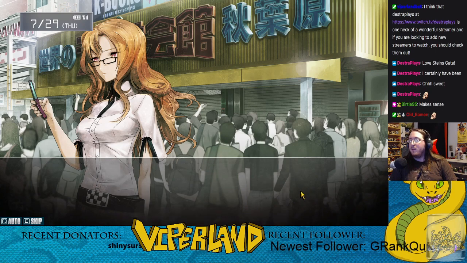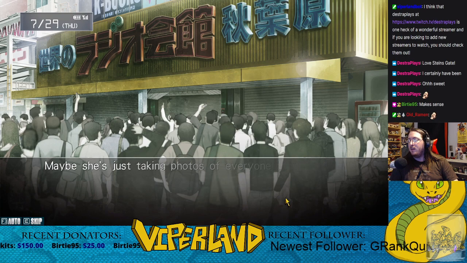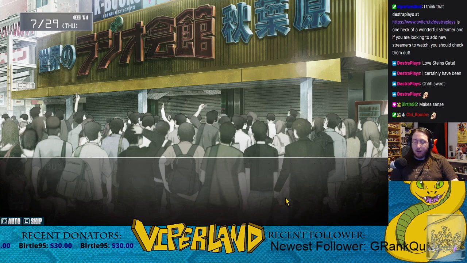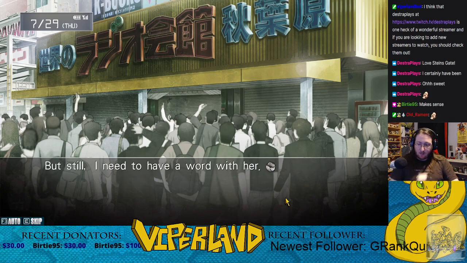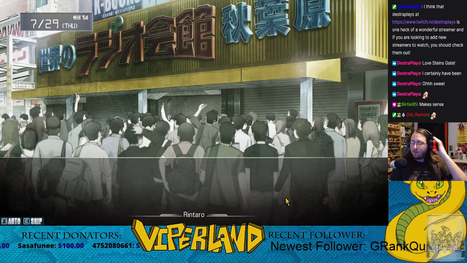She's still staring at her phone. Without even glancing at me, she turns around and points her phone at some other pedestrian. Maybe she's just taking photos of everyone at the scene. And not just me. But still, I need to have a word with her. The organization is after me, so I can't risk that photo getting out. Wait! Wait.